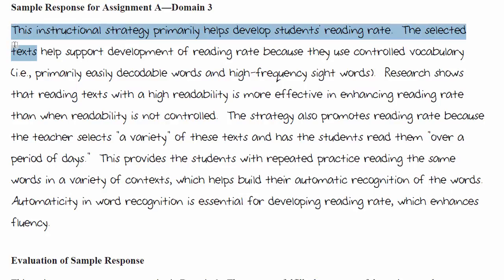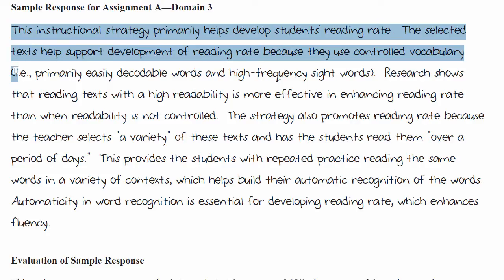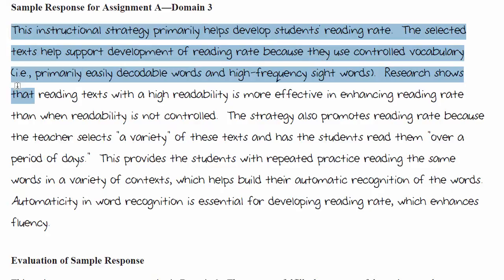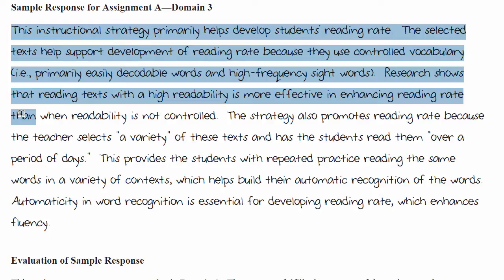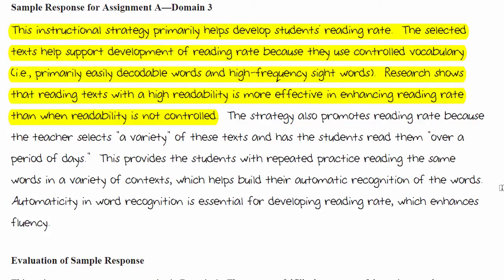It says, this instructional strategy primarily helps students' reading rate. Now, why is that? Well, reading aloud is what you're going to do to see how quickly the student is getting through the text. The selected texts help support development of reading rate because they use controlled vocabulary, primarily easily decodable words and high-frequency sight words. Research shows that reading text with high readability is more effective in enhancing the reading rate than when readability is not controlled. So let me pause.